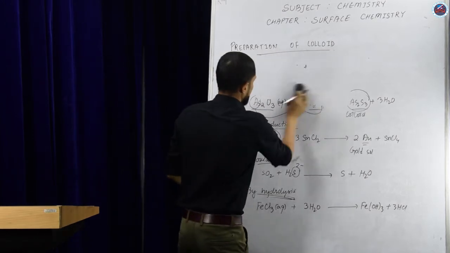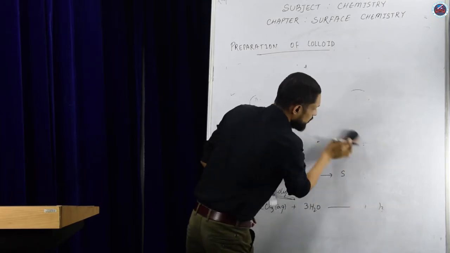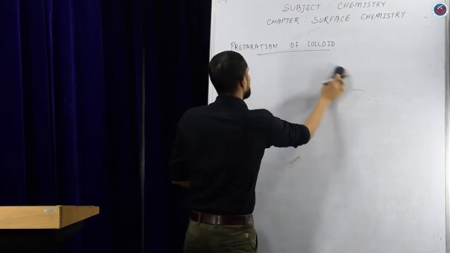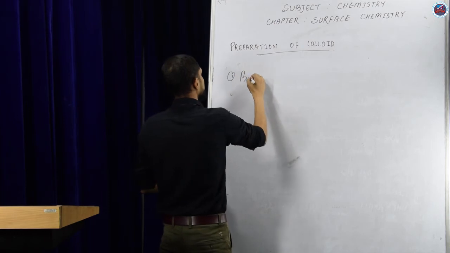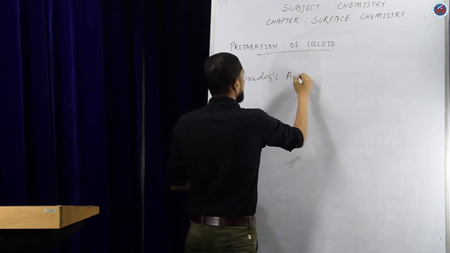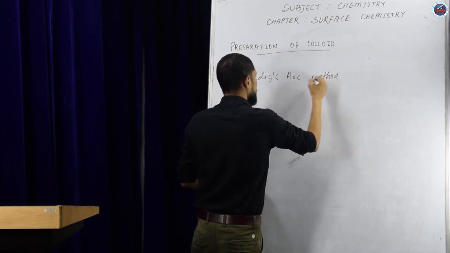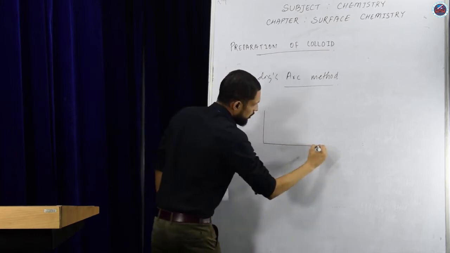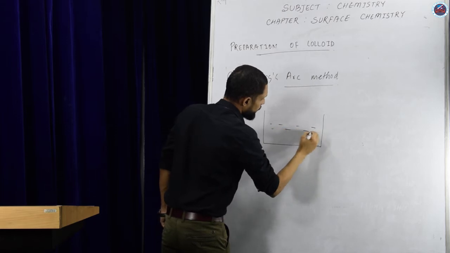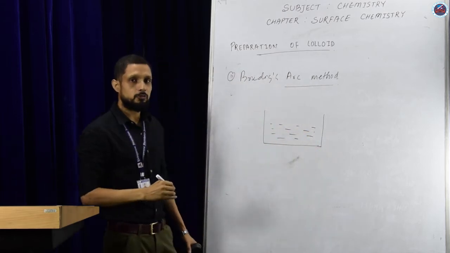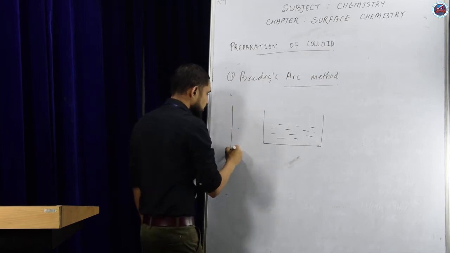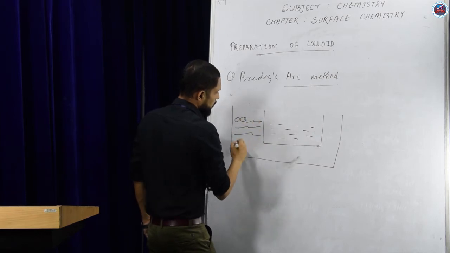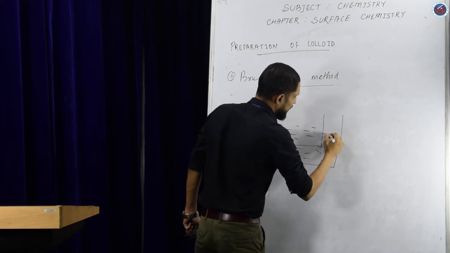Next, let us see how to prepare colloid by Bredig arc method. In this method, we take water. The water here will act as dispersion medium. The water is kept at a low temperature.